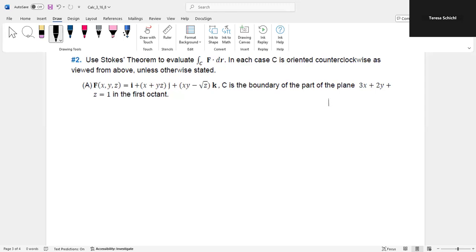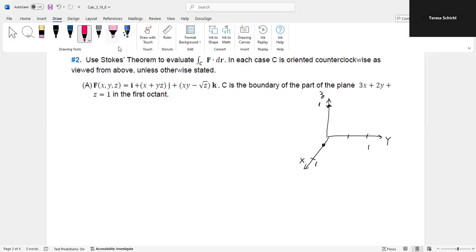So this is x, y, z here. The plane is 3x plus 2y plus z equal to 1. So when x and y equal 0, z equals 1. So this is 1. When the y and the z equal 0, x equals 1/3 here. When the x and z equal 0, y equals 1/2 here.